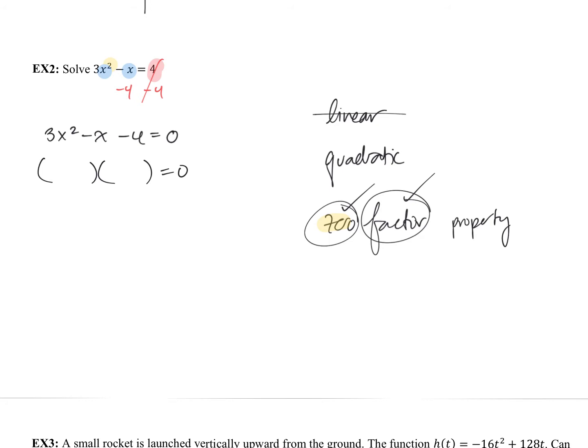Now let's see, we have the factors. For 3, we have just 1 and 3. And for 4, we have two options: 1 and 4, and 2 and 2. What are we trying to get? Well, we're trying to subtract to get a negative 1. So I'm going to test. I'll pick 1 and 3 from here, and then I'll pick 1 and 4 from there. Let's test these.